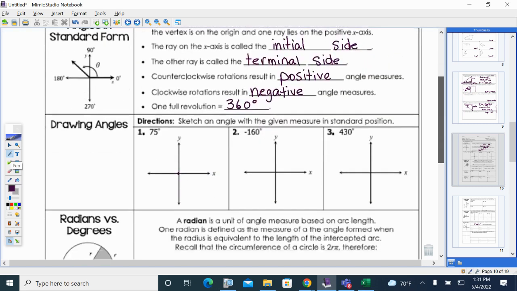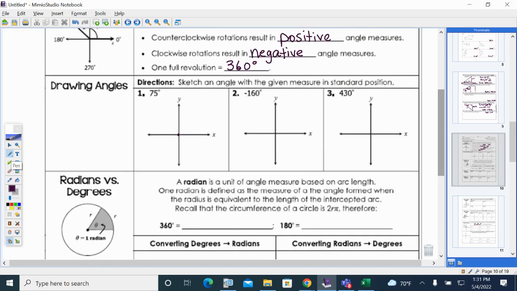Drawing angles. Let's talk about drawing angles. The directions here say to sketch an angle with the given measure in standard position. So the first thing that we're going to start with is the vertex and the initial side of the angle.